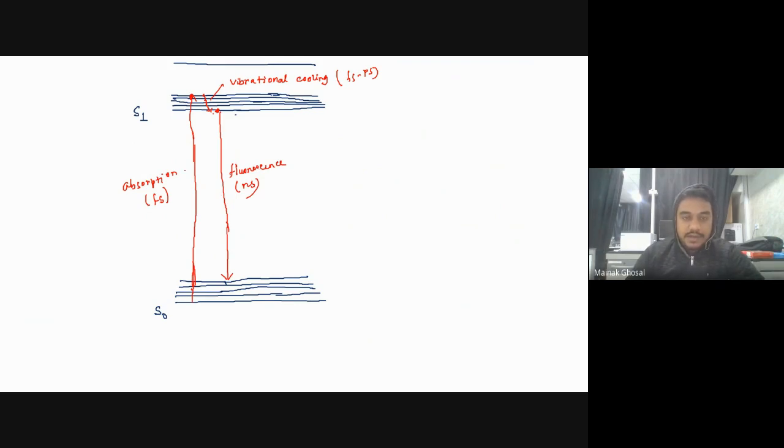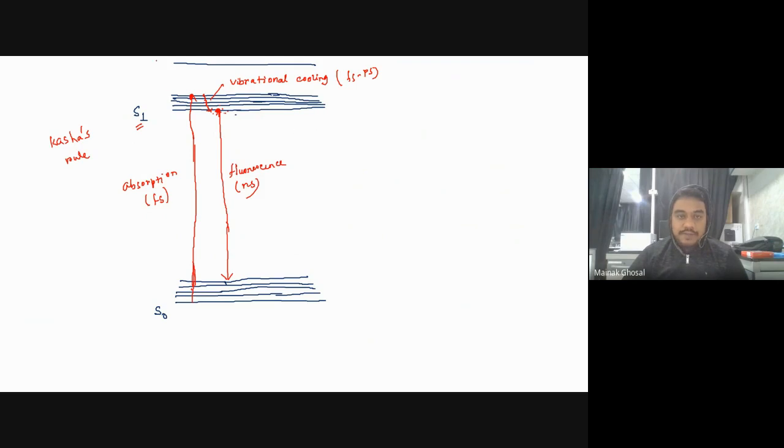What is fluorescence? Whenever you are exciting some molecule, after vibrational cooling it comes to the lowest vibrational state of the excited state. You see that whenever I have drawn fluorescence, the molecule is in the lowest vibrational level of the excited state, and this emission will always happen from the lowest vibrational level of the excited state. This is known as Kasha's rule. Kasha's rule states that the emission will always happen from the lowest vibrational level of the first excited state. This is called fluorescence.